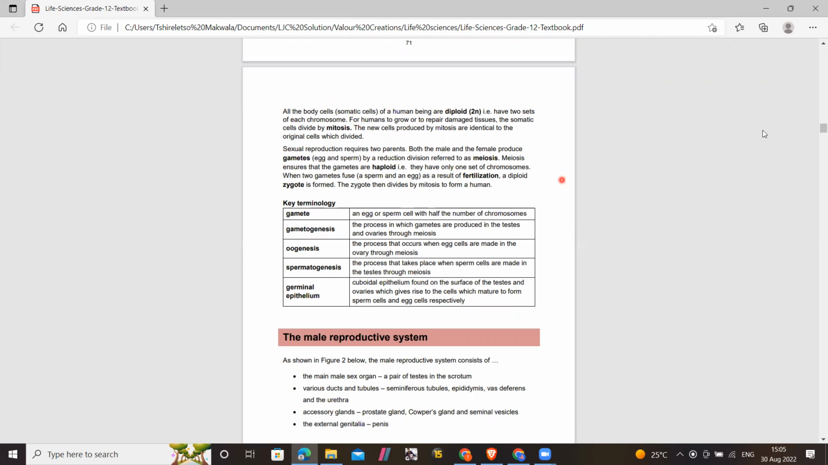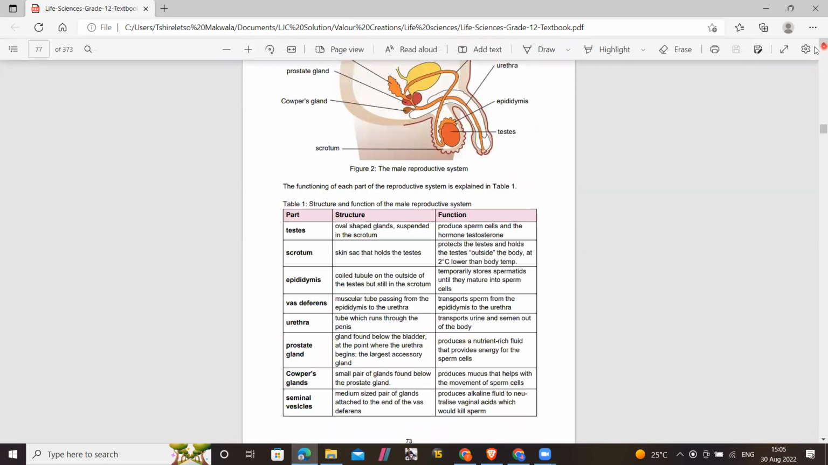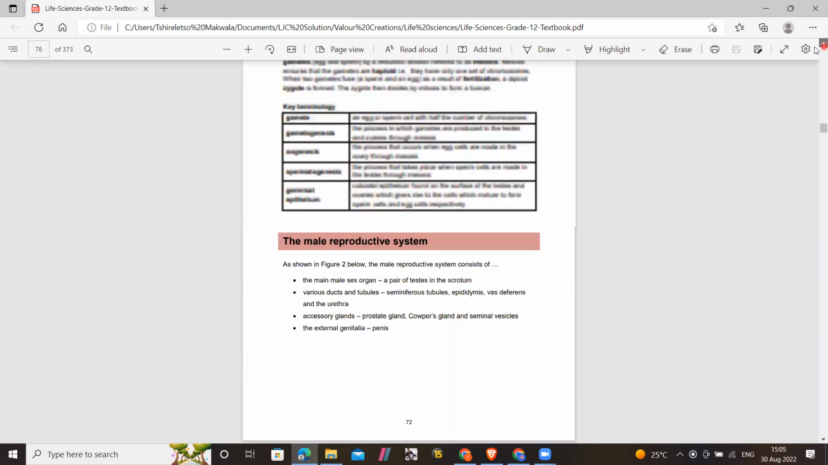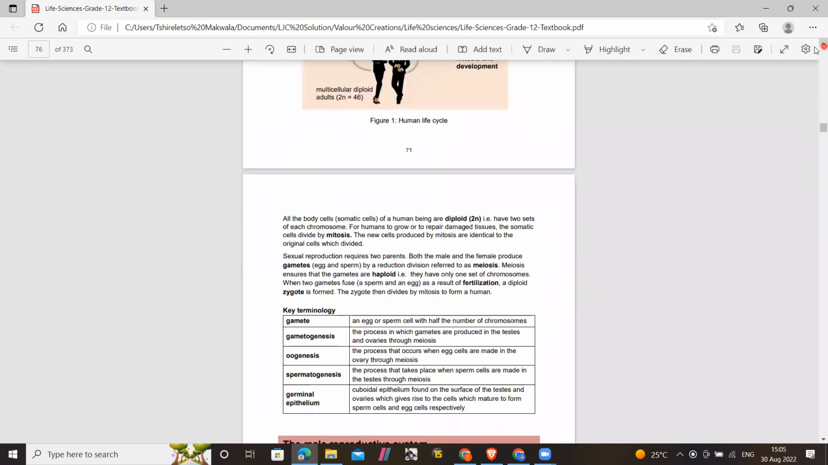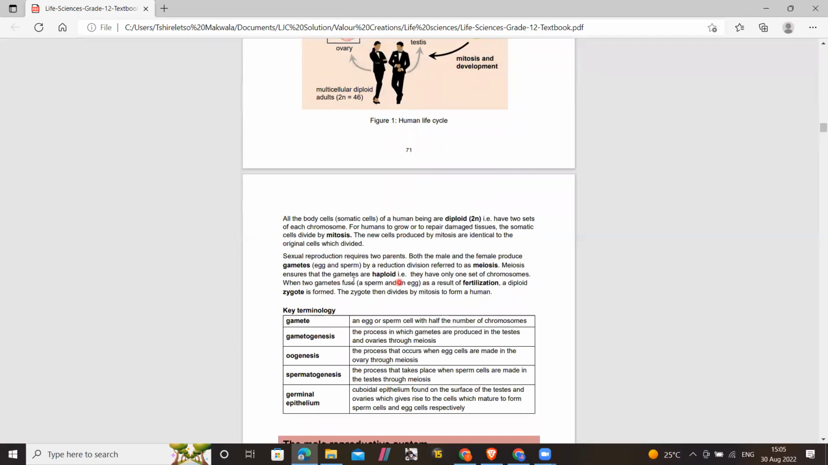However, there are other cells called gametes, right? Gametes are those cells that are produced via meiosis. Remember when you did meiosis, and as a result, they are haploid, they are not diploid, right? Meaning they only have one set of chromosomes, which in the case of humans will be 23, right? However, for these somatic cells, it will be 46, right?